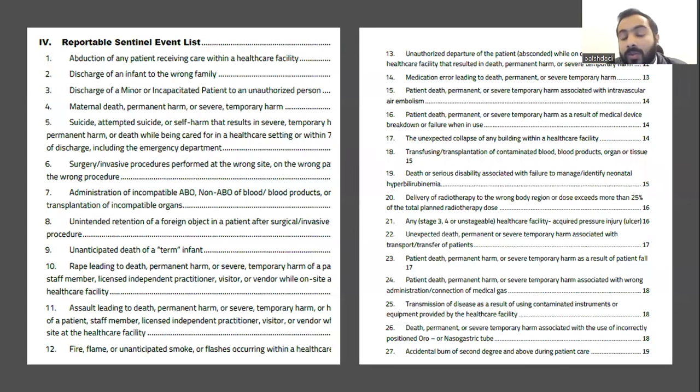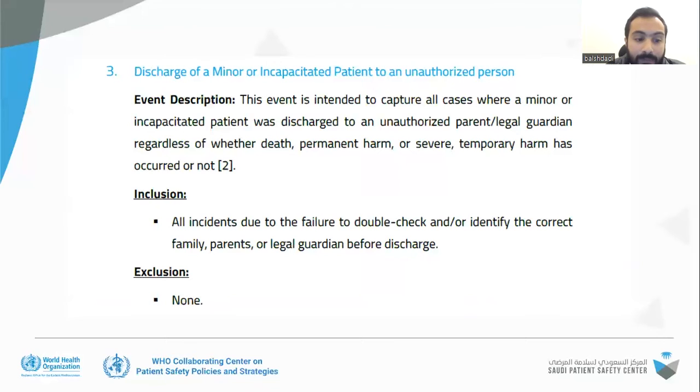Next. Here we can see the reportable Sentinel event list. This contains 27 Sentinel events, and the Saudi Patient Safety Center is working closely with all stakeholders. We are reviewing the data that we have, always looking back and trying to update this list if applicable. And I highly recommend you visit the Saudi Patient Safety Center website. You will find this manual and can go through it.